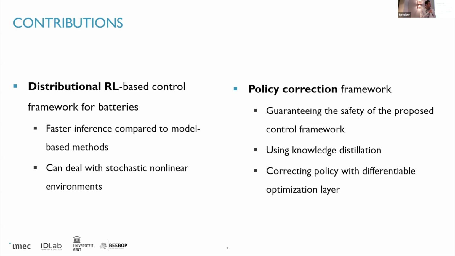But as you probably know, the main challenge of using RL is that it is not really safe to use, and there is no guarantee for the safety of the RL policy. To solve this problem, we propose a policy correction framework, which is basically an extension of the standard knowledge distillation process. We try to correct and constrain our policy using a differentiable optimization layer.